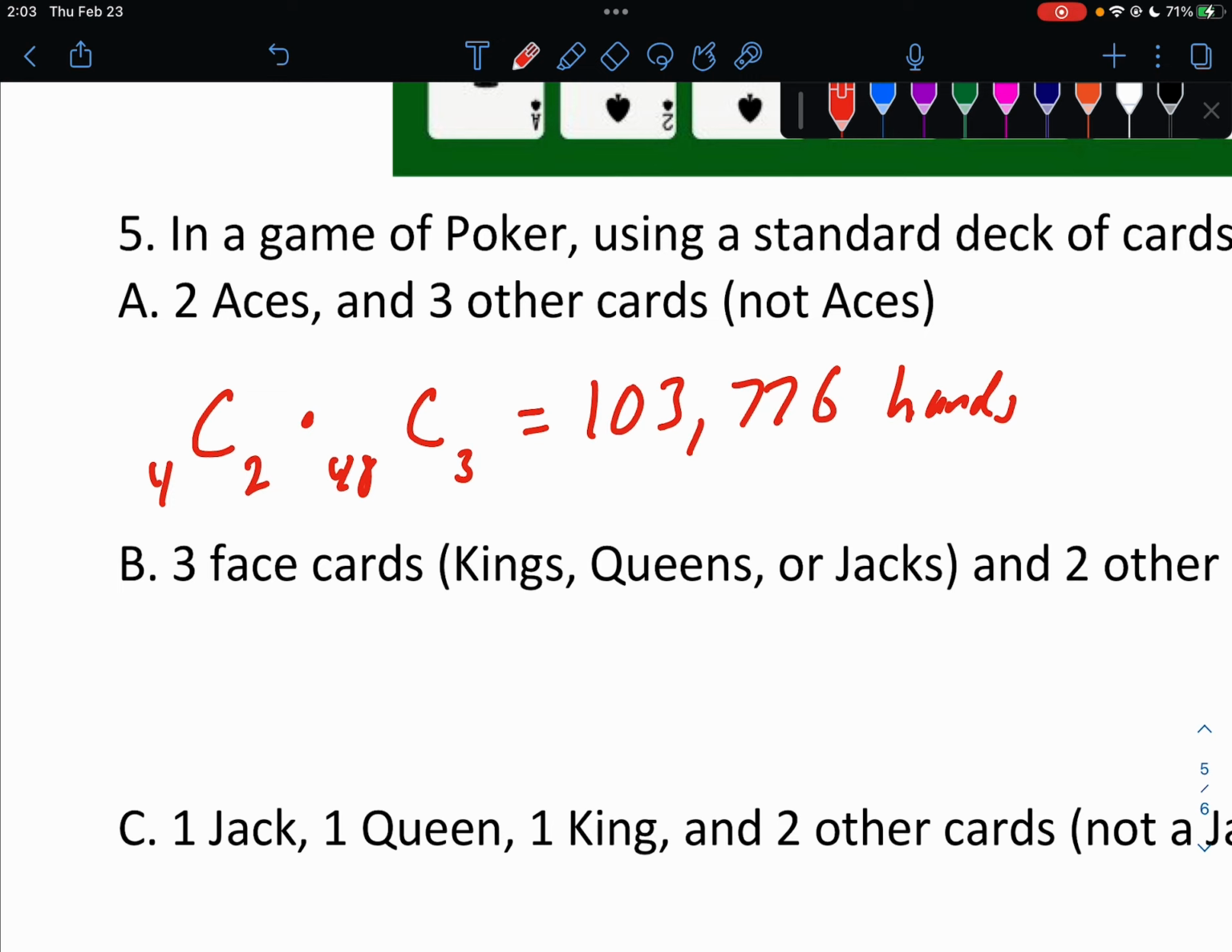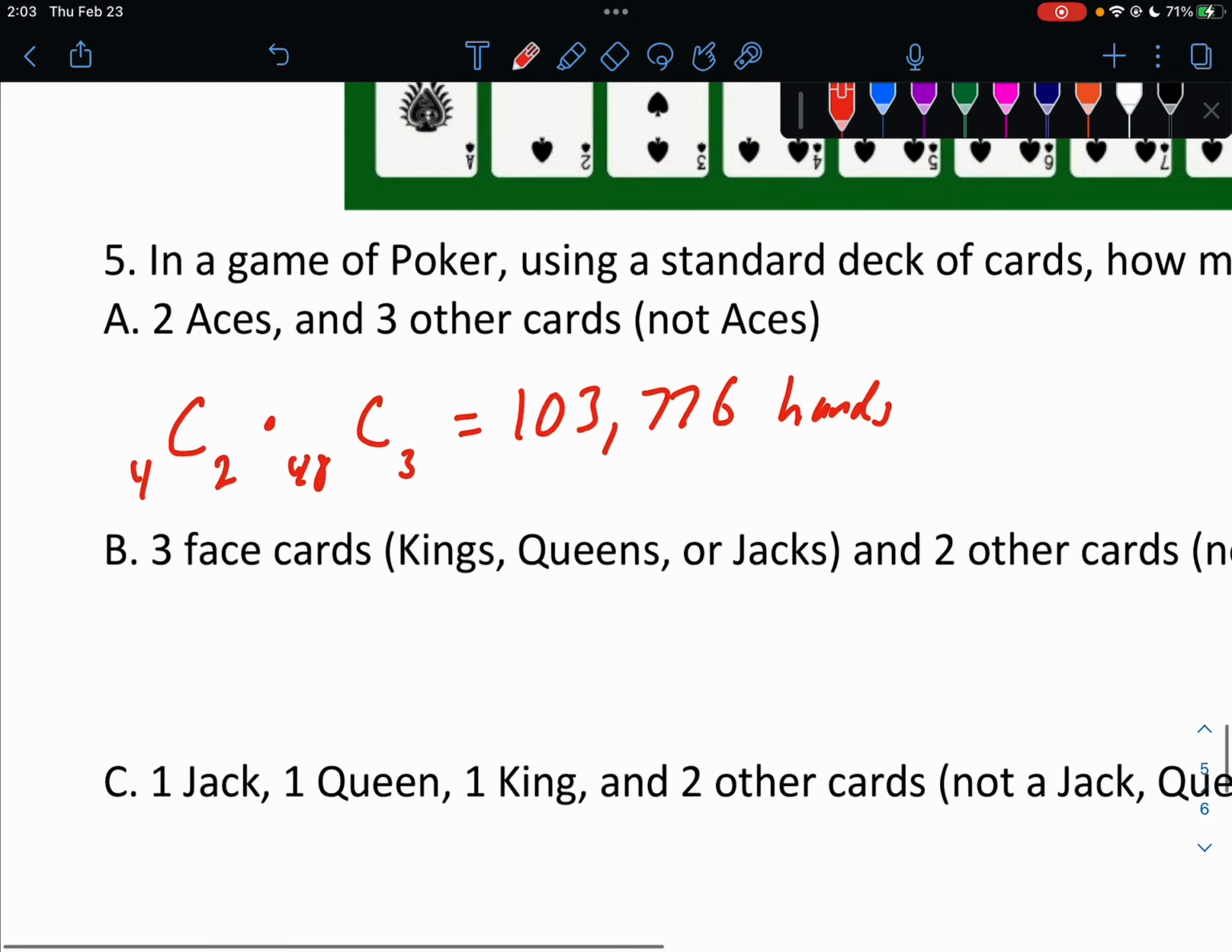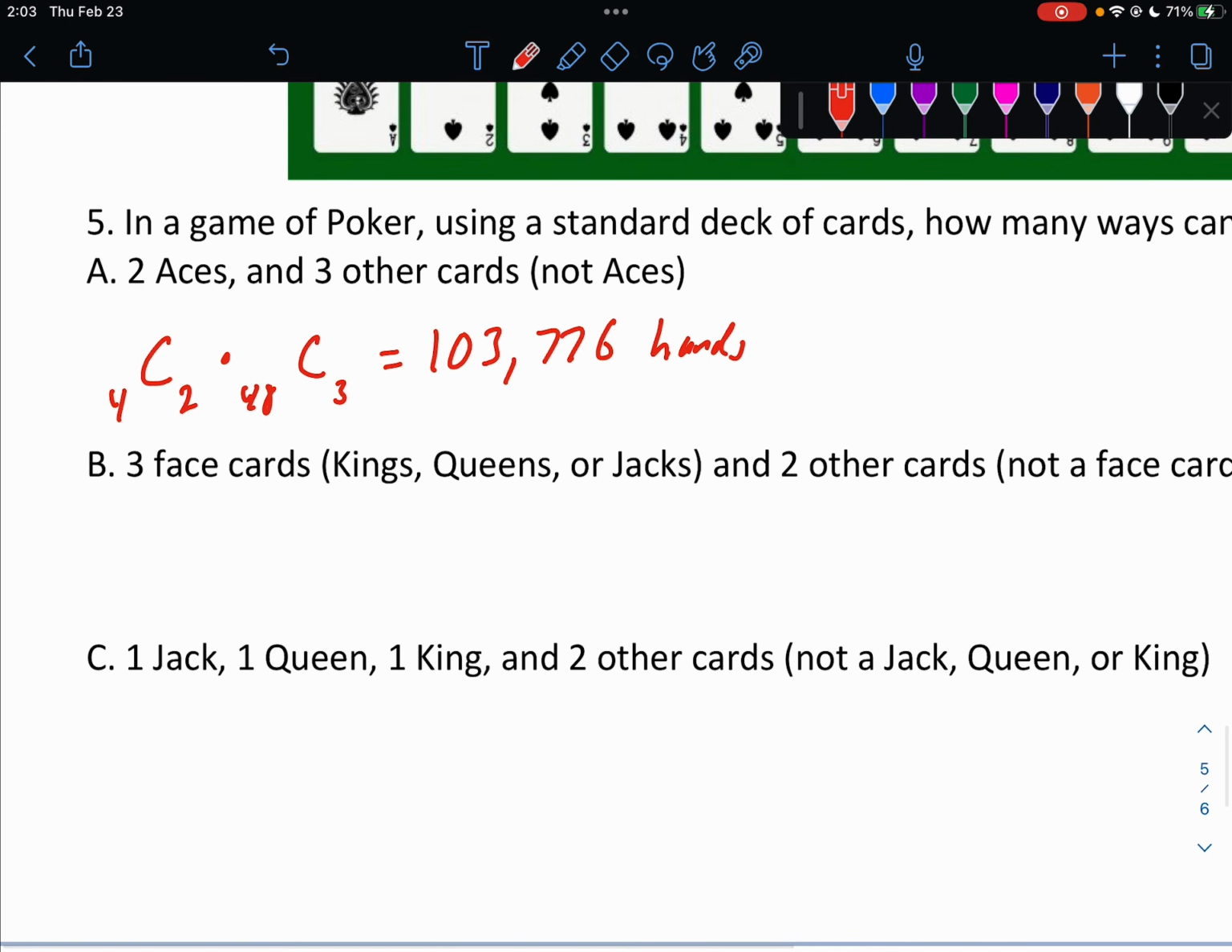Now let's go to the next hand. How about 3 face cards? It's a king, a queen, or a jack, and 2 non-face cards. So there are 12 total face cards. So 12, choose 3 of them. And then 40 non-face cards. So 40, choose 2 of them. That can go to our calculator. 171,600 different hands for that.